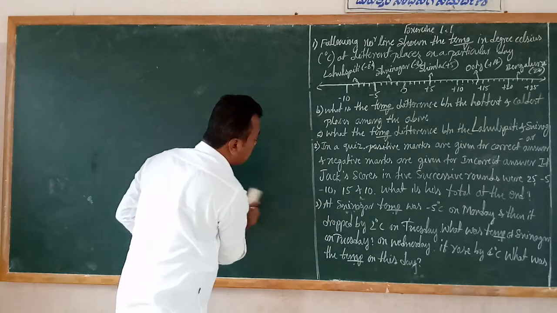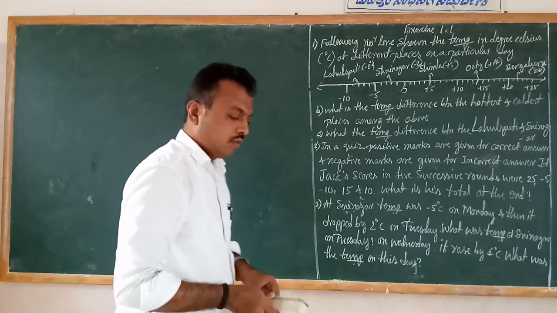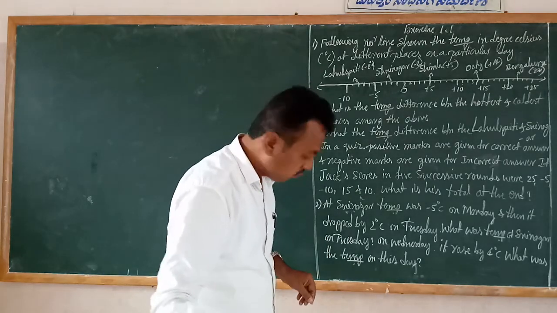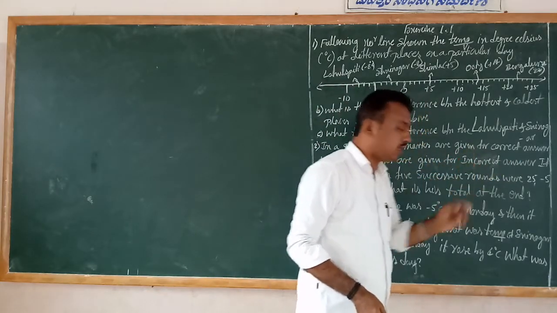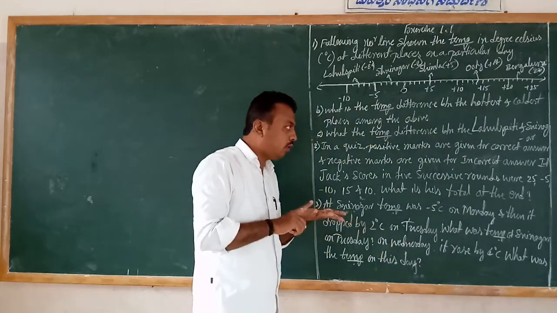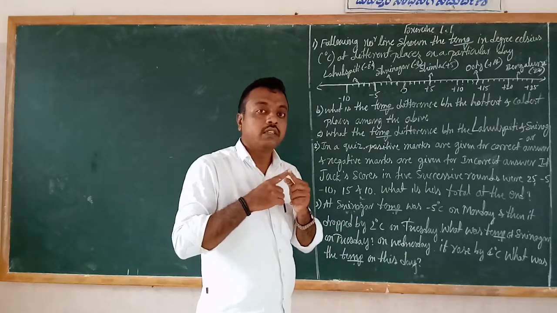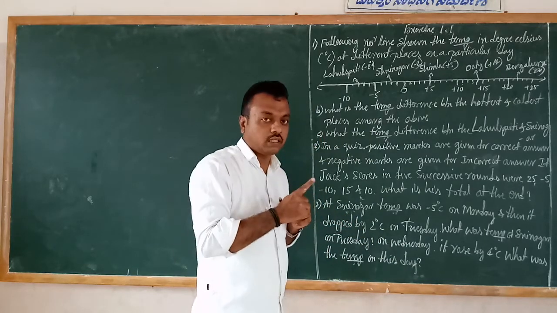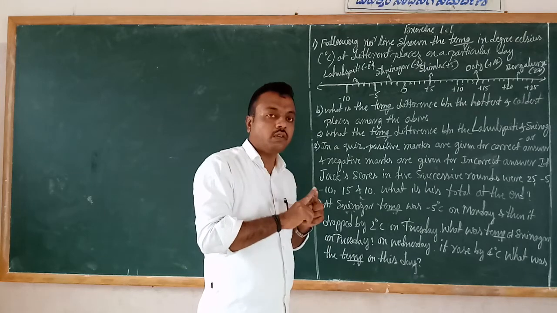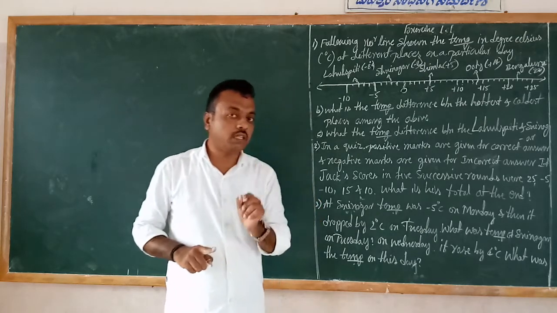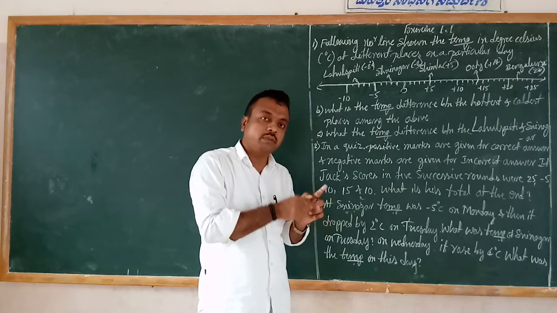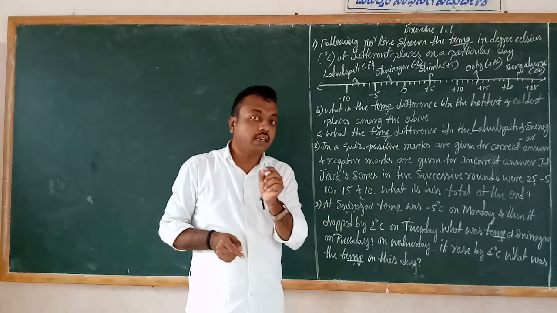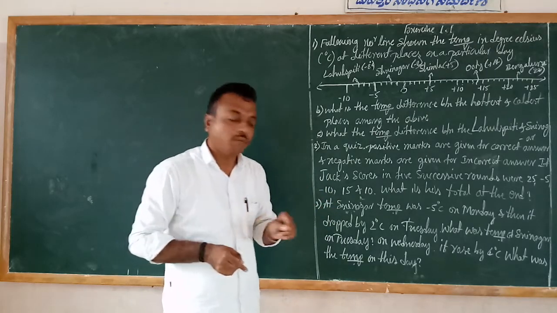Number two. In a quiz, one of the quizzes is there. In that, positive marks are given for the correct answer. If he gives the correct answer, he gets the positive marks. If he gives an incorrect answer, meaning a false answer, it becomes negative. He gets the negative marks.